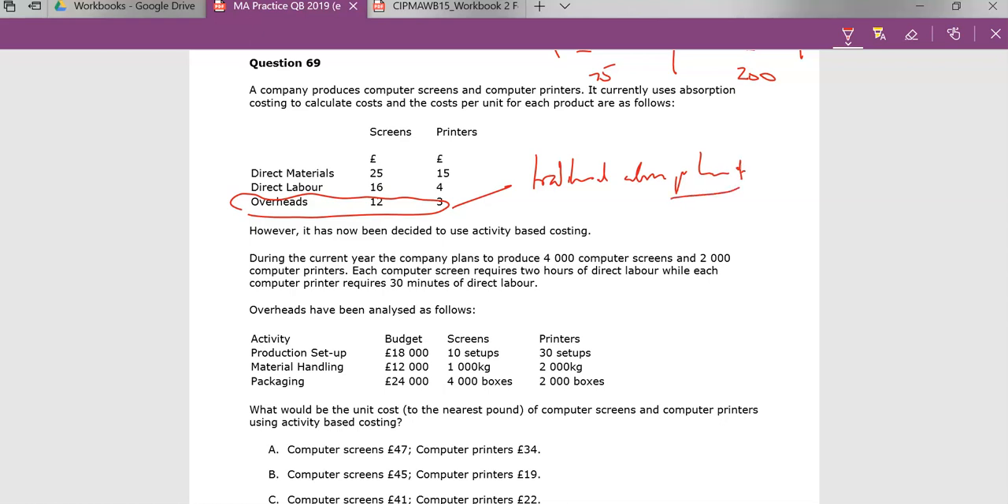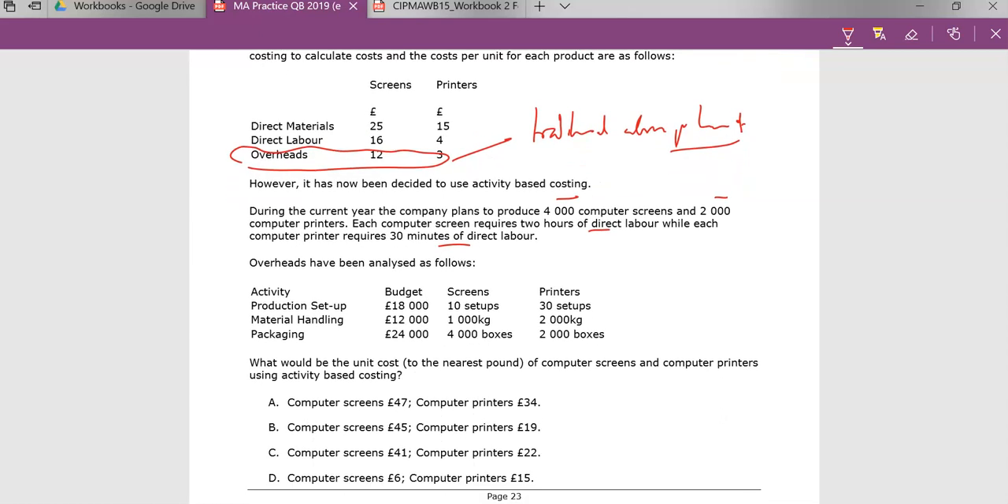They're telling us that during the year we plan to make that and that in terms of computer screens and computers. I'm sure you're reading this before you get to me. Each screen requires 2 hours of direct labor and the computer printer 30 minutes of direct labor. But the key point here is I have a better way now of dealing with these overheads. They've told me here are my overheads, all of them. I can split them up and do a better analysis of overheads. These haven't changed, that's the direct material, direct cost for making a product for each one.